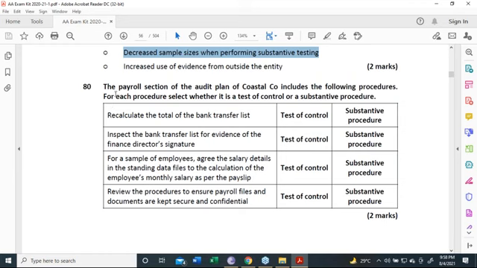Last question, a very tricky question. The payroll section of the audit plan of the Coastal company includes the following procedures. So you are going to apply the following procedures. You have to identify out of these 4 procedures which one or which 2 or which one of them are tests of controls and which of them are substantive procedures. Let me give you a hint. Test of control means you are testing the client's control system. Substantive procedure means you are trying to verify the amounts. You have got 60 seconds.